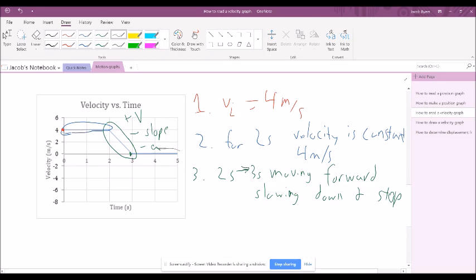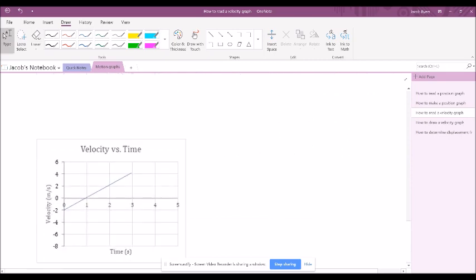Okay, and then this last section, there's a line there. It's a horizontal line, so again, it's going to be constant velocity, but it's at 0 velocity. So that means from 3 seconds to 5 seconds, it doesn't move. It is absolutely stationary because you have 0 velocity. Let's take a look at one more.